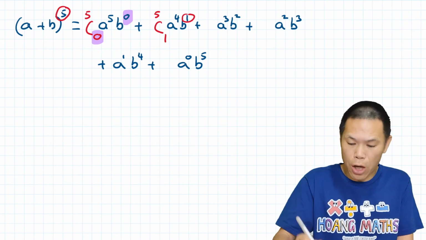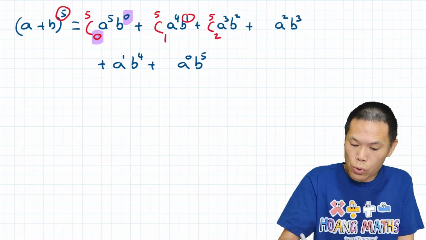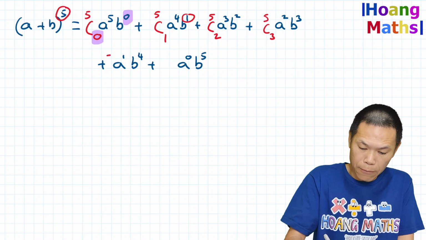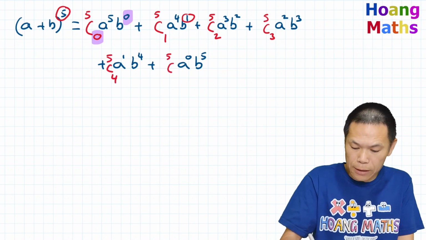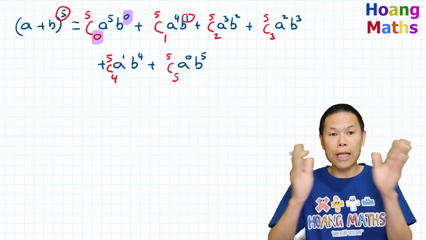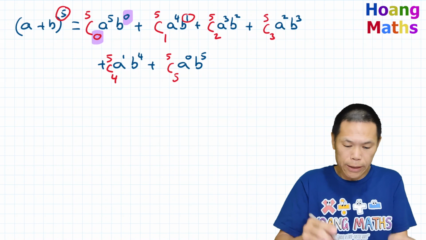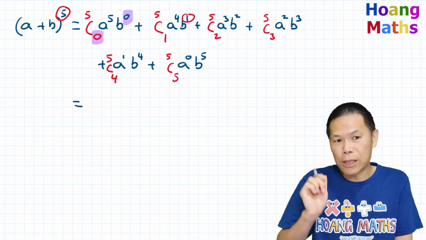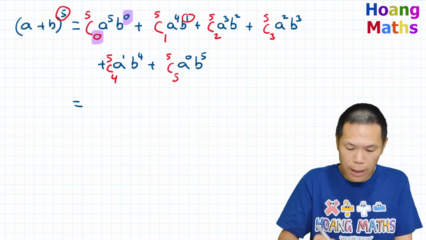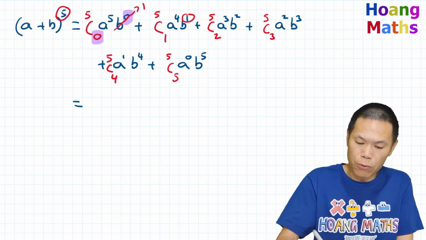So keep this in mind. And we have 5C2 and then 5C3 and 5C4 and then we have 5C5. So these are the coefficients of each term. So let me just evaluate this. This is exactly the same as 5C0; if you put it in the calculator, you should get 1. And we know that b power 0 is 1.